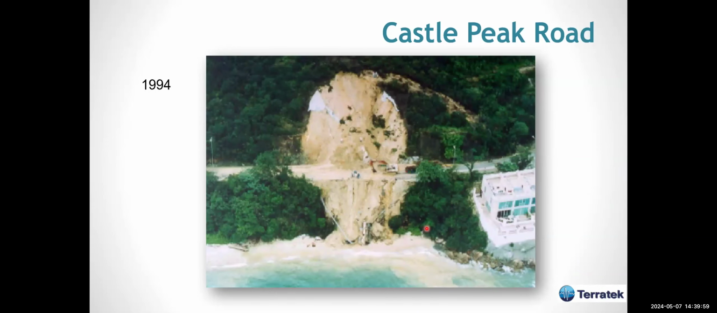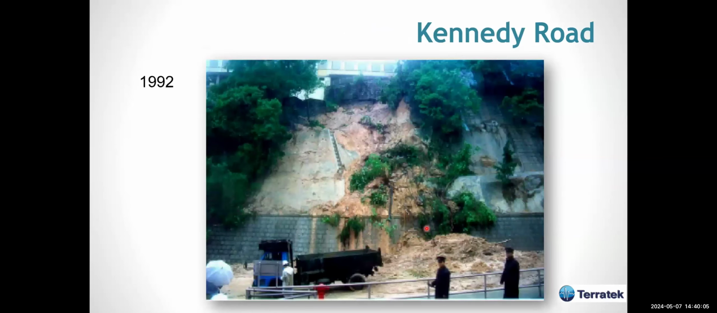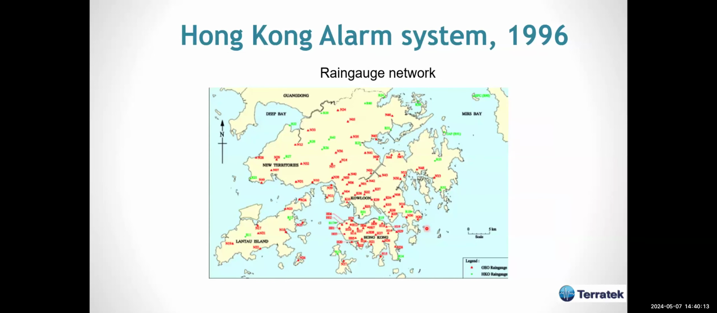Some of the landslides I've seen: Castle Peak Road, 97, Ching Choing Road, all these in Hong Kong Island. Kennedy Road, 1992. This was before I was there. And I learned from them in 1996, they had the Hong Kong alarm system, in which they have about 30 rain gauges in the whole network, all automatic and could measure the rainfall and issue alarms.